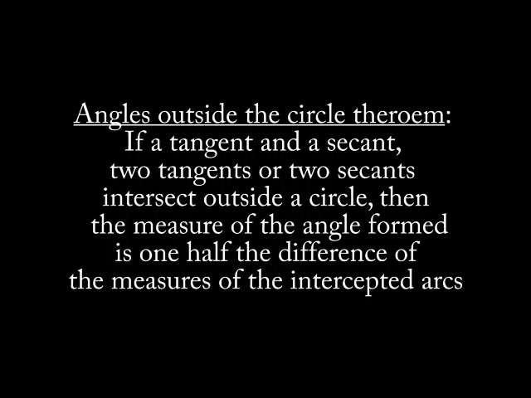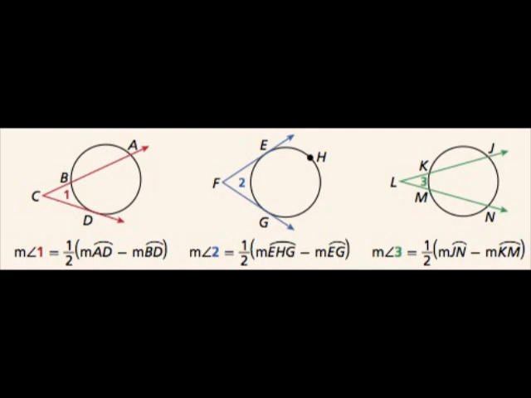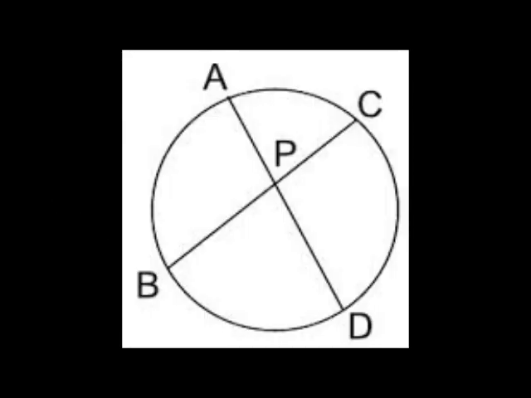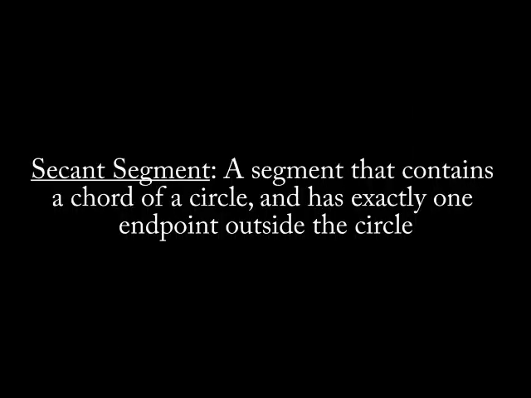Angles outside the circle theorem. If a tangent and a secant, two tangents or two secants, intersect outside a circle, then the measure of the angle formed is 1/2 the difference of the measures of the intercepted arcs. Segments of a chord. When two chords intersect in the interior of a circle, each chord is divided into two segments called segments of the chord.